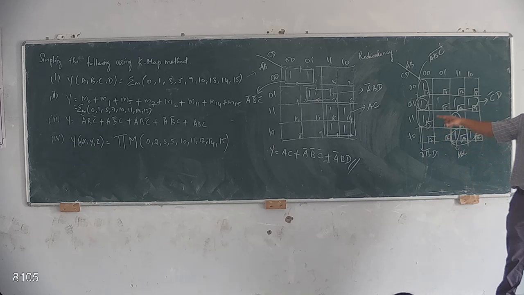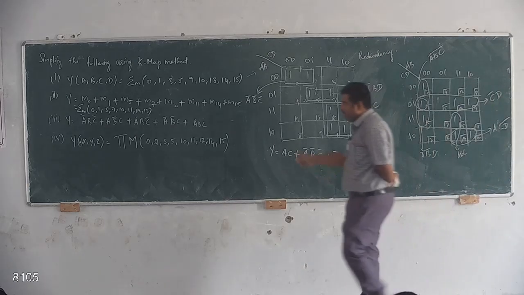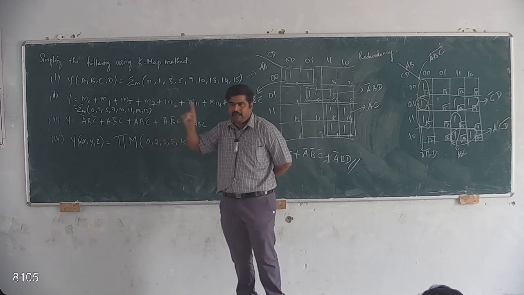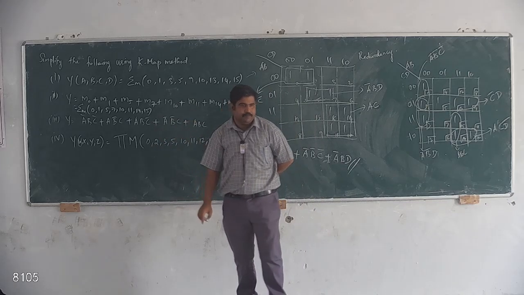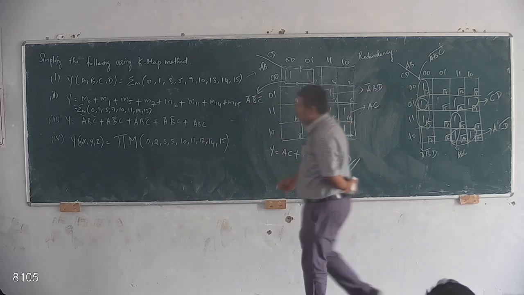Here only 3 variables are there, so we need to go for the 3 variable K-map. Listen carefully. Here only 3 variables are there, A, B, C. So we can do this problem using the 3 variable K-map itself. First identify the values. So what is the value?